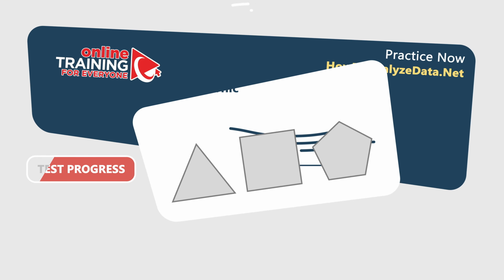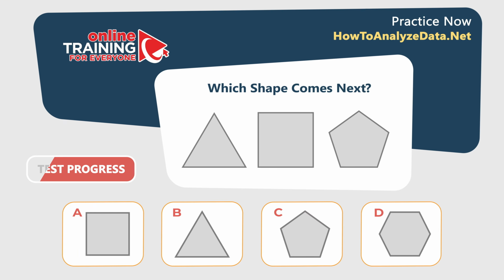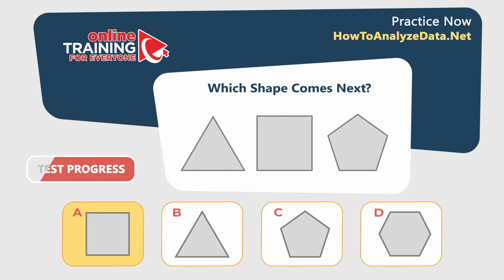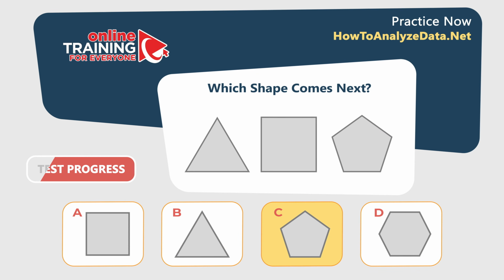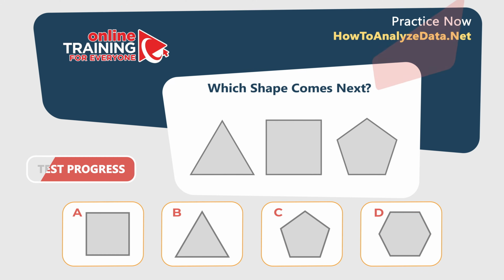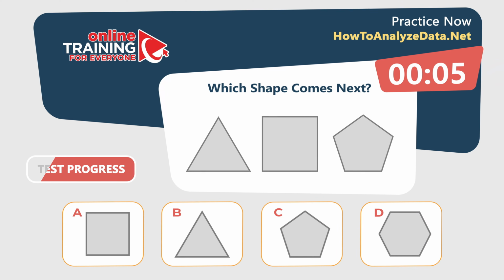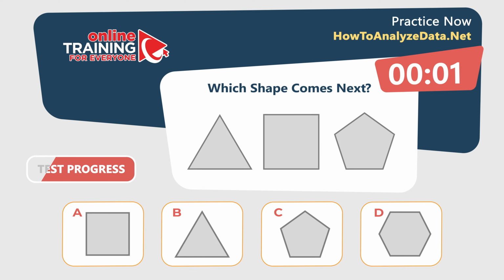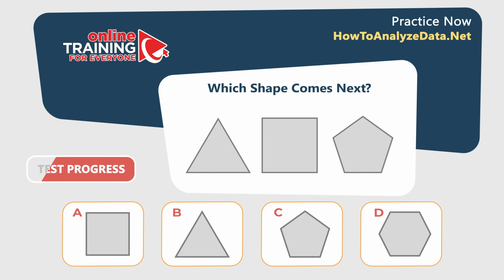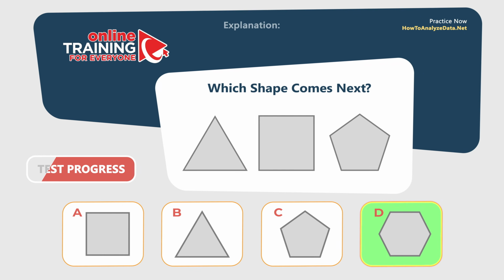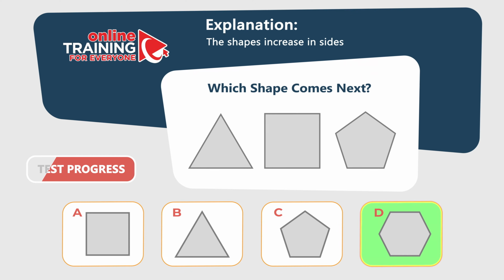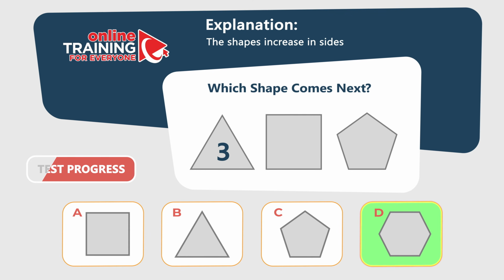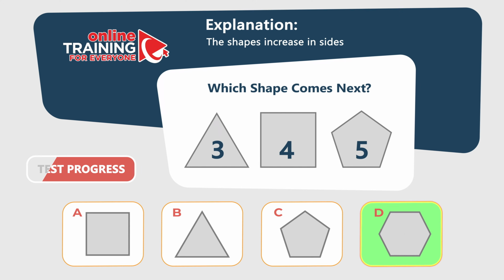A series of shapes follows a pattern. Which shape should come next? A, square. B, triangle. C, pentagon. D, hexagon. The correct answer is choice D, hexagon. And here's why. The shapes increase in sides. Triangle has 3 sides, square 4, pentagon 5, and hexagon has 6 sides.